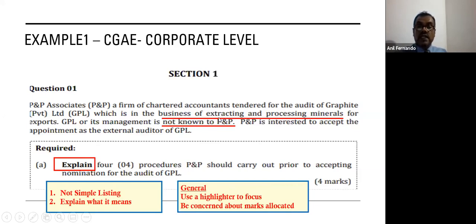This business is in extracting and processing minerals for export, which matters in a developing country. Additional information is also given: GPL or its management is not known to PNP. In a way, some additional information is given about independence. According to that, the level or extent of the procedures can be decided, and then you can explain accordingly.